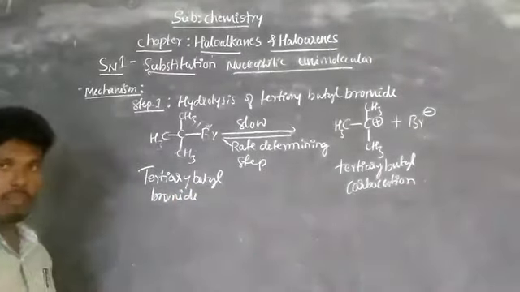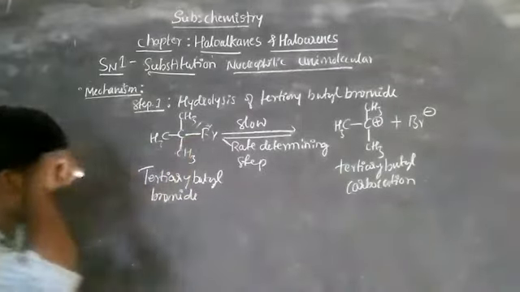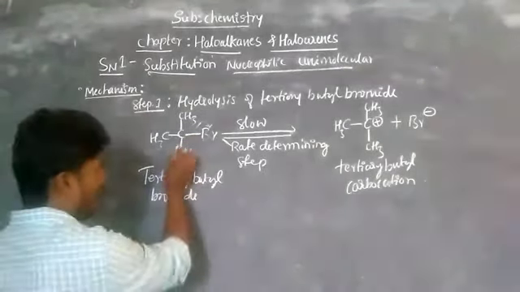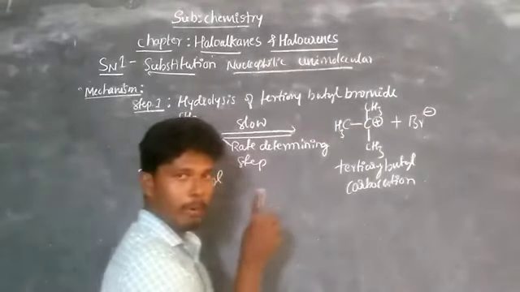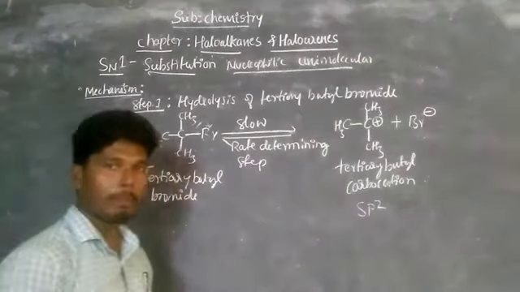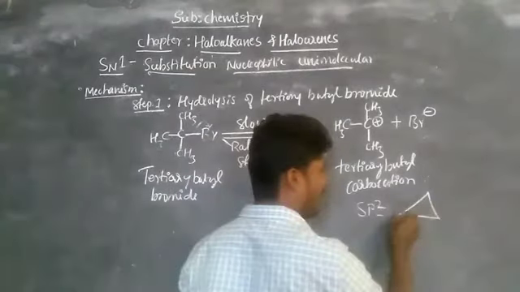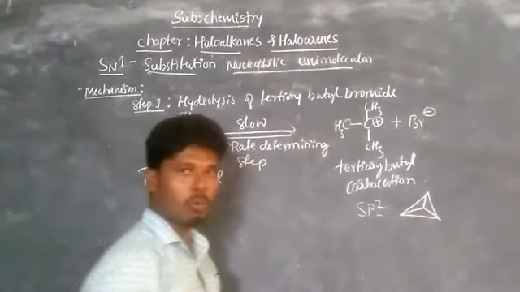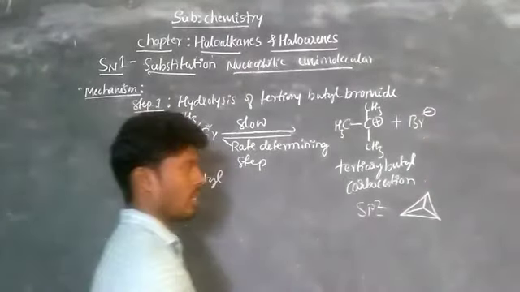So observe, for this carbon the hybridization is sp3 because there are 4 bonds. But here observe, 1, 2, 3, only 3 bonds in the carbocation, hence the hybridization is sp2. When the carbon atom has sp2 hybridization, its geometry is trigonal planar. So remember, the carbocation is planar in nature.